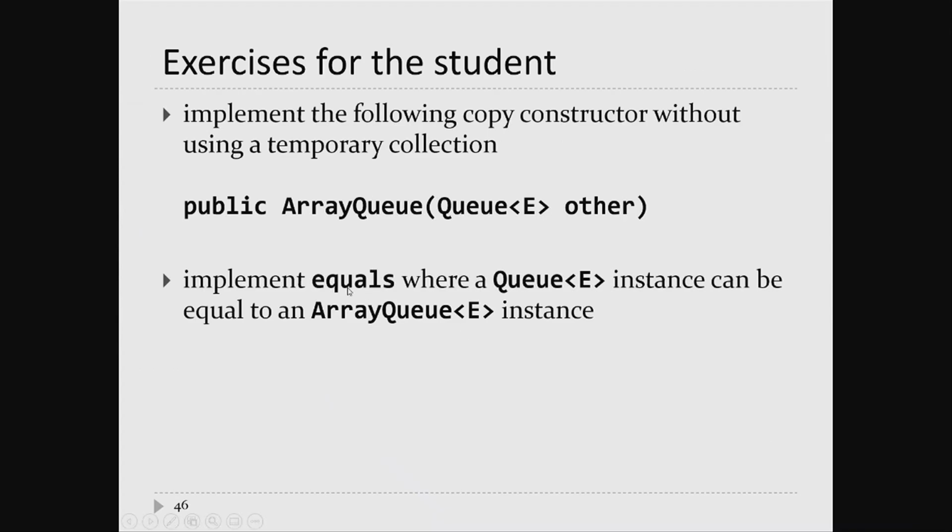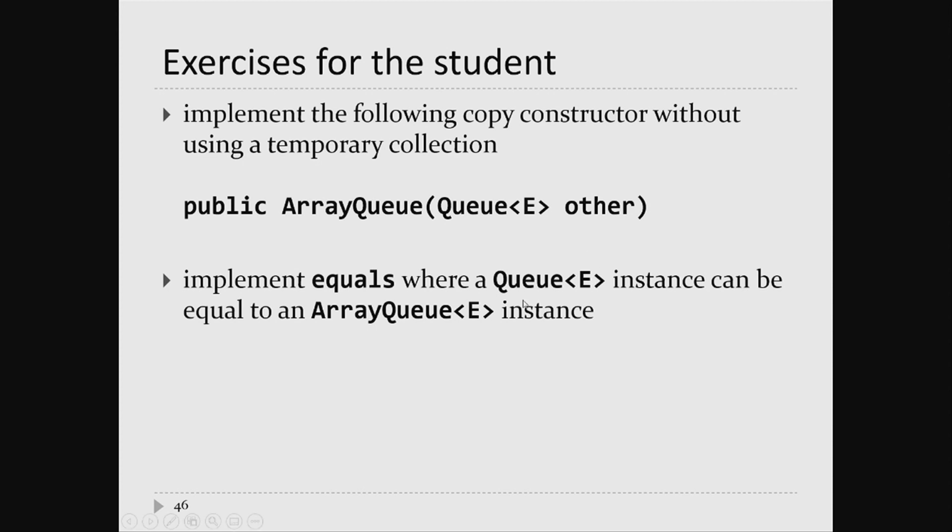And then once you get that working, go ahead and implement equals. So when you implement equals the first time in this class, you're probably going to assume that an array queue can be equal to another array queue. That's not so hard to implement, because you can look inside the other array queue. You can compare the elements of the queue element by element, starting at the front of this queue and starting at the front of the other queue, and just compare the elements one at a time. So that's not so bad if the other queue is an array queue.